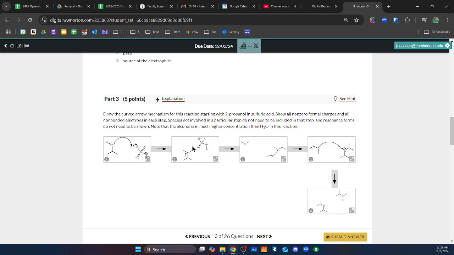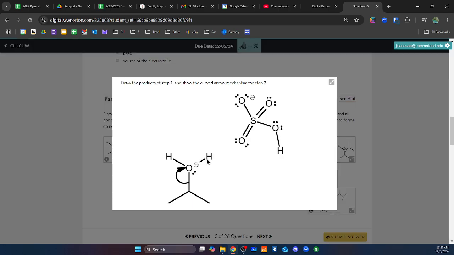The next step then is going to involve the sulfuric acid, which is still hanging around, because we just completed the previous step, right? It hasn't had time to go away yet. And so it has the negative charge on there. Nothing has to be done with that negative charge. That's fine as is. It's a stable conjugate base for a strong acid.